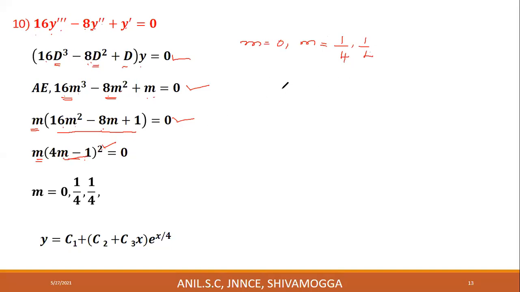Therefore, the corresponding solution: yc, for m is equal to 0, this is real and not repeated. Therefore, c1 into e power 0 times x. E power 0 times x is 1, and 1 into c1 is c1. You can just write c1, plus. These two are real and repeated. Therefore, c2 plus c3x into e power mx, where m is 1 by 4, therefore e power x by 4. So c1 plus c2 plus c3x into e power x by 4. This is the solution.